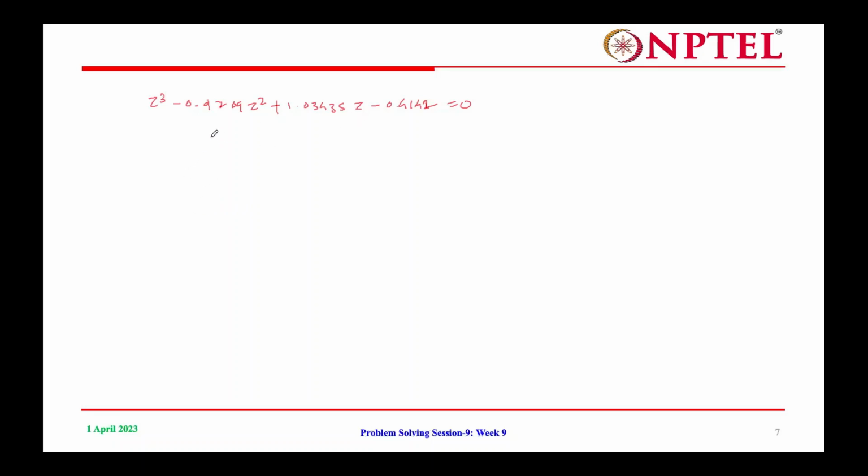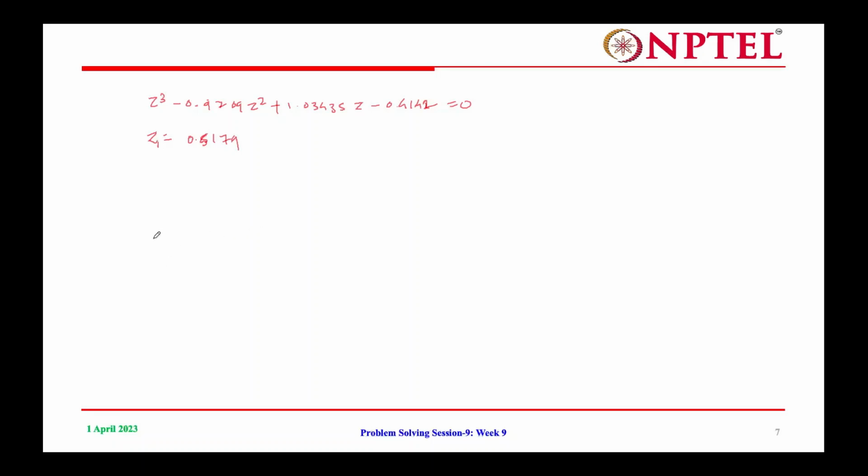So solve this equation by calculator or other techniques. So you get Z equal to 0.5179. If you solve using a calculator, you will get this value, Z is equal to 0.5179. Now this is the first root.